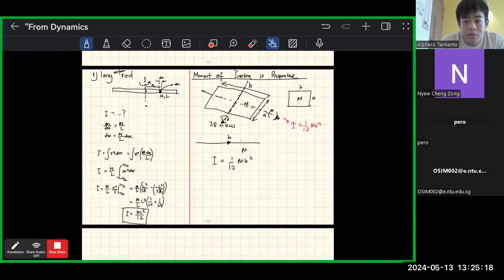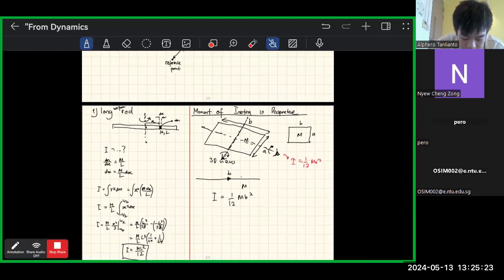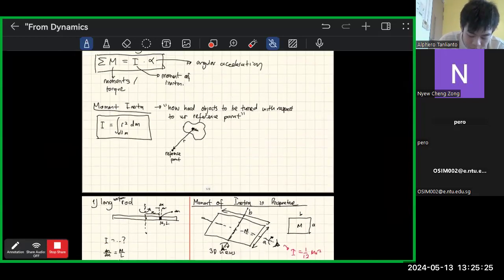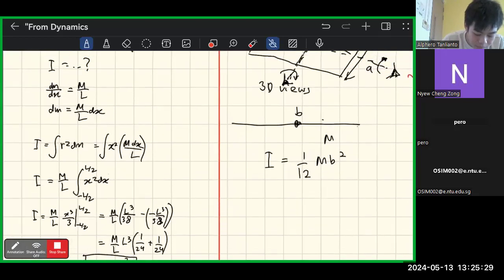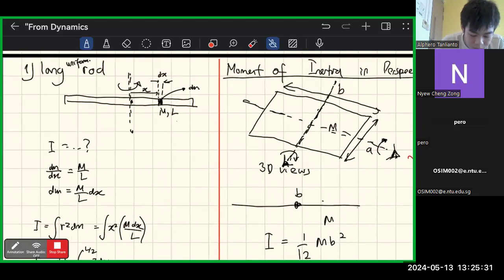Can I ask about dm dx? Why is it dm over dx again, equals to m over L? Like, why do we even take dm over dx in the first place? Like, why do we take that length density?